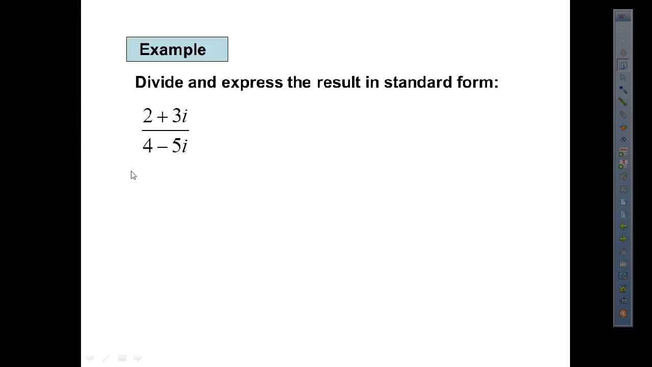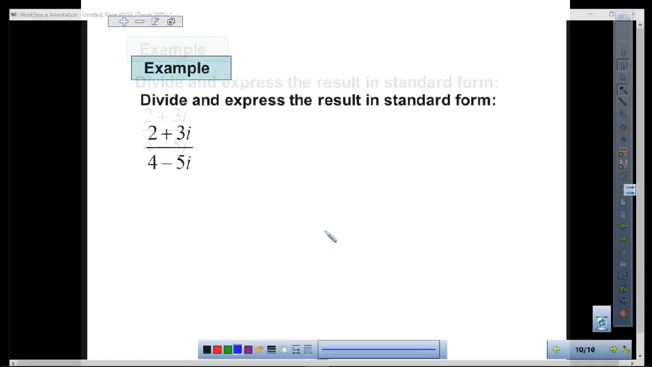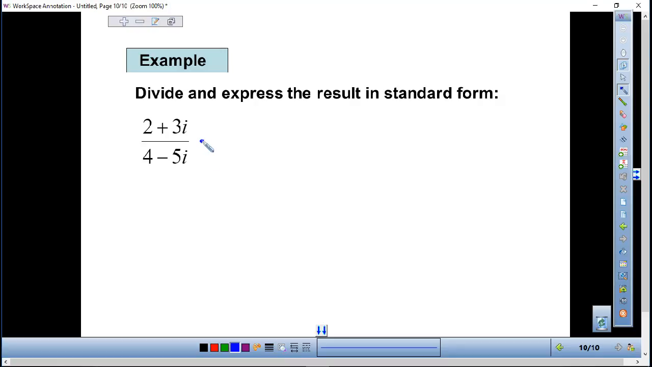All right, so let's try another one of these. So we're going to multiply by the conjugate of the bottom. We've got 4 plus 5i over 4 plus 5i. And on the bottom, 4 times 4 gives us 16. The insides are going to cancel out because of the plus and minus, and then we have negative 25i squared, which makes us plus 25.